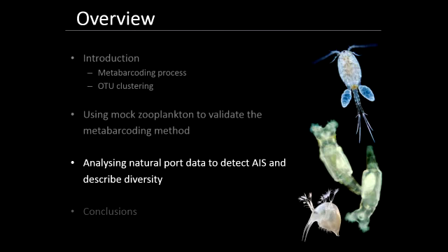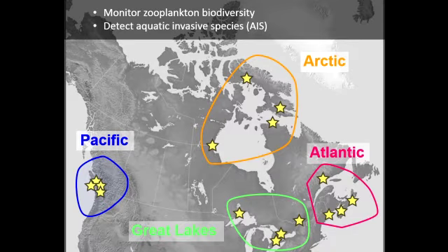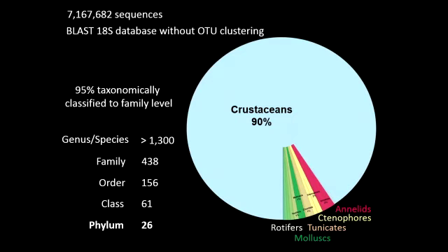So now I'm going to talk about how we've gone on to analyse a bigger natural port data set. As I said, KSIN sampled 16 ports around Canada, so 4 ports in 4 different geographic regions: Pacific, Arctic, Atlantic, and the Great Lakes. And all those different ports generated over 7 million sequences.